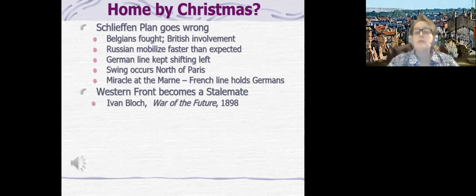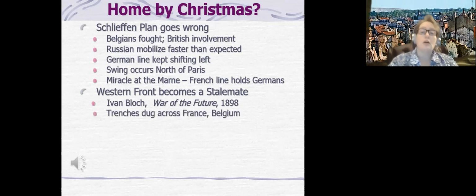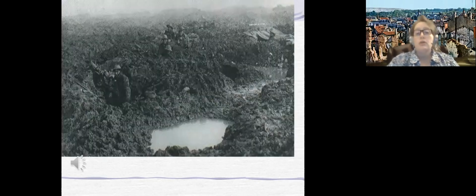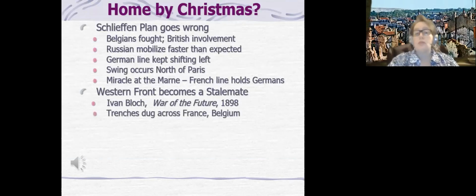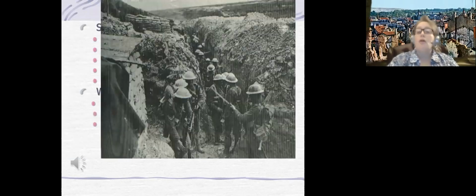And so what happens is you're going to get trenches dug across France and Belgium. Trenches that sometimes look like this and sometimes look like this. They are nasty places by and large. Some of the French trenches are better. Some of the German trenches are better because they're on higher ground and they can dig into the side of a hill and take their time. The British and the Belgian trenches tended to be much more slapdash.